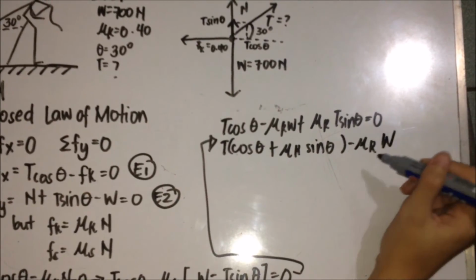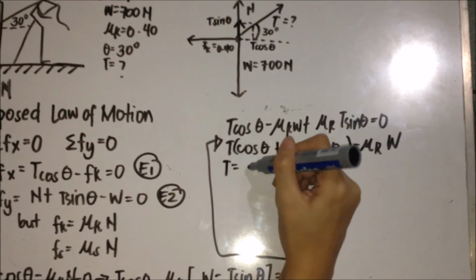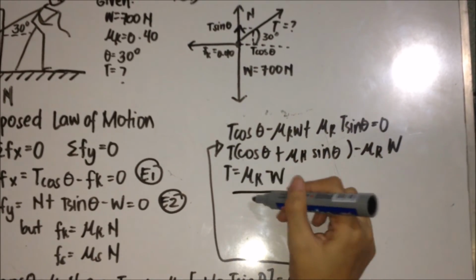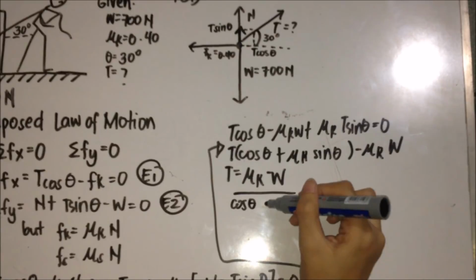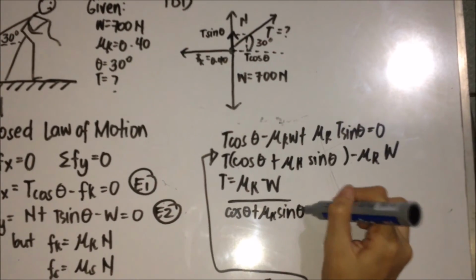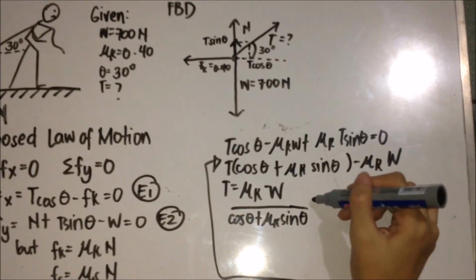From that factored form, we can divide the quantity on both sides to get the formula for the tension force T. We get the formula T equals mu k times W over cosine theta plus mu k sine theta. We have now our working equation.